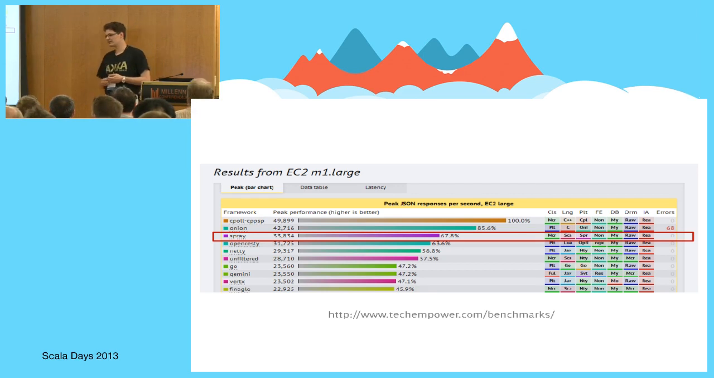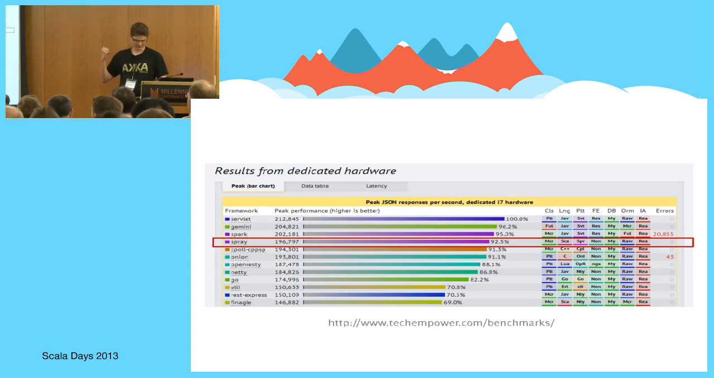While we don't have direct numbers on the Akka layer's scalability and performance, we have implicitly validated our approach by Spray beating many of the other frameworks. These are the numbers from EC2 and JSON parsing, and this is from dedicated hardware. So, okay, you are all blown away. Now we can proceed.